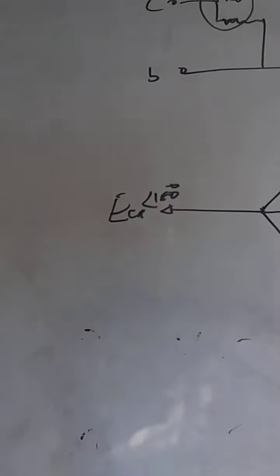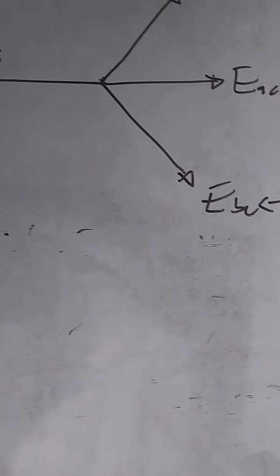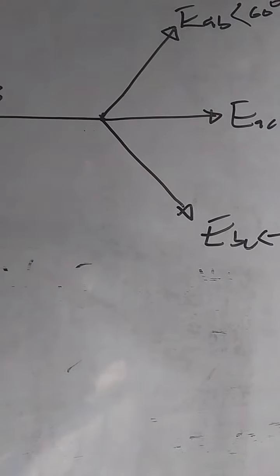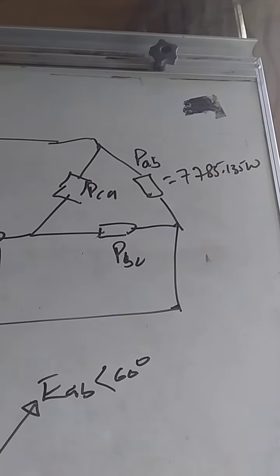So now we need to find our PBC. We have determined our PAB, which is equal to 7,785.135 watts. So we want our PBC.